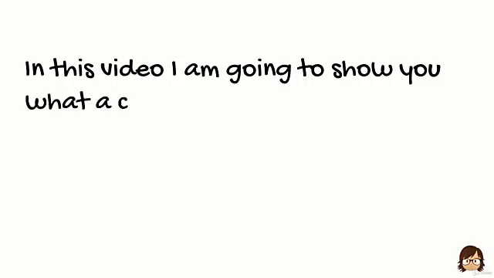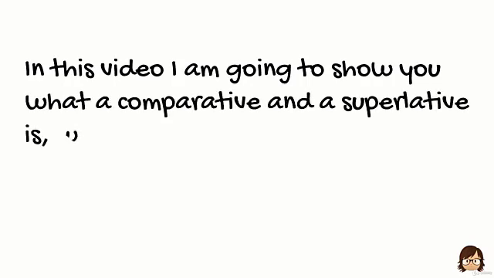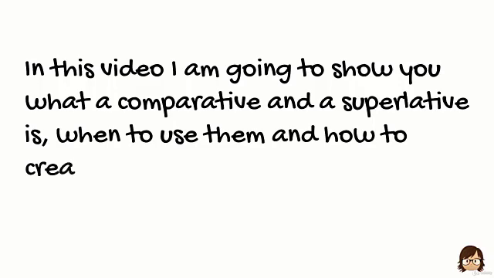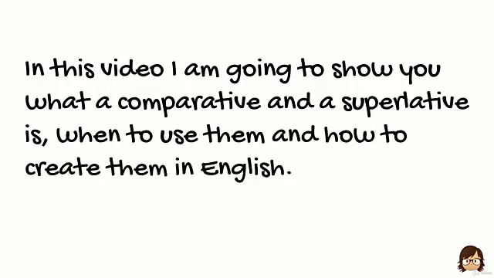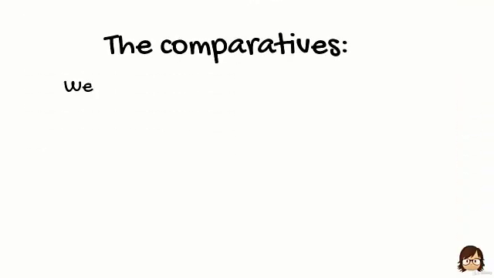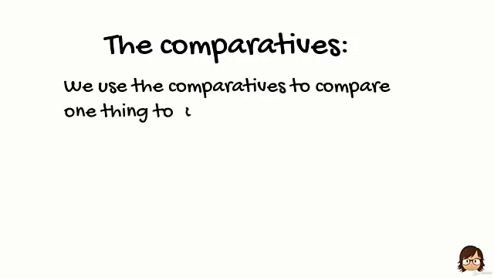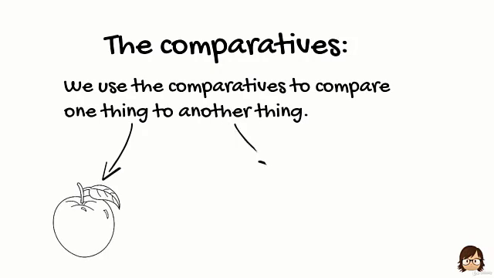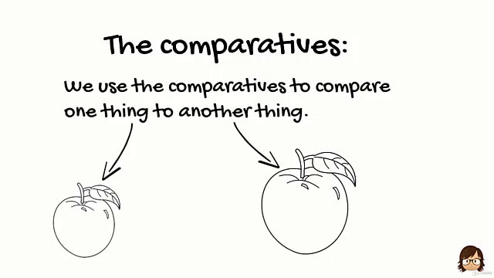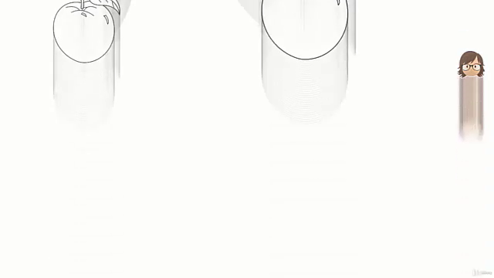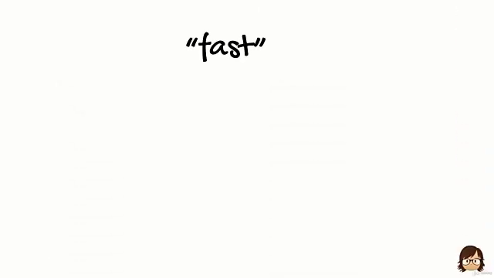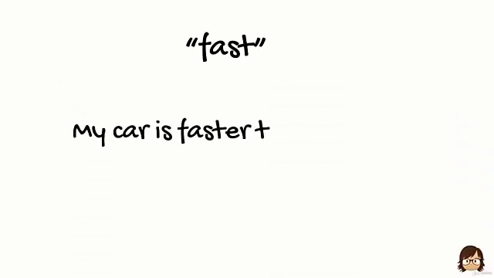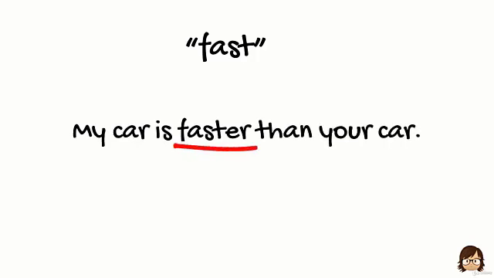In this video, I'm going to show you what a comparative and superlative is, when to use them, and how to create them in English. Let's start with the comparatives. We use the comparatives to compare one thing to another thing. Let's use the adjective fast to create an example. My car is faster than your car.